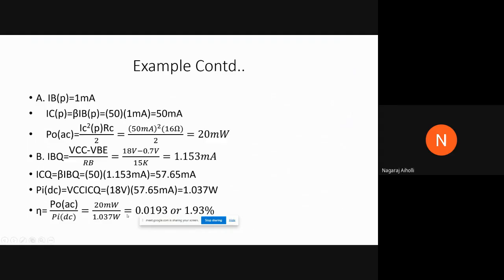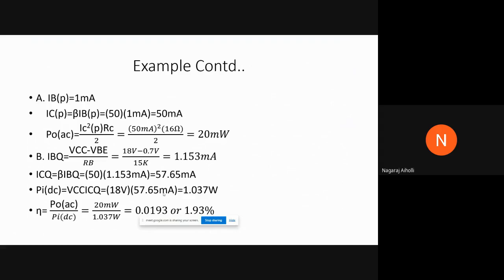If you want to convert it into percentage, then what we have to do? Yes, we have to multiply by 100. So if you multiply this by 100, then we'll get 1.93%. So the efficiency of the given series fed class A power amplifier is 1.93%. This is how we have to solve this particular example. Let us go to the next example.